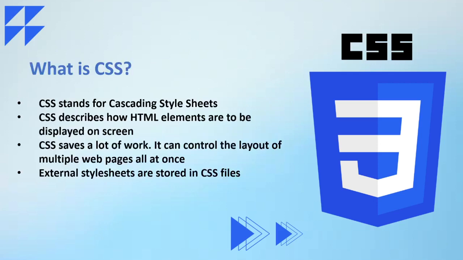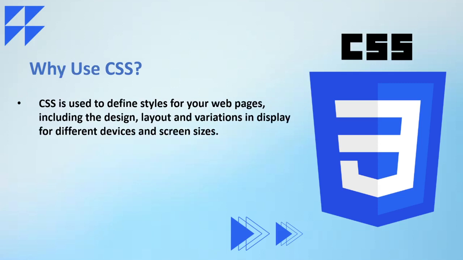So CSS stands for Cascading Style Sheets. CSS describes how HTML elements are to be displayed on screen. CSS saves a lot of work for us and it can control the layout of multiple web pages all at once. External style sheets are stored in the CSS files. So all of these points are helpful for making our HTML page look good, and in the upcoming videos we are going to implement all the features of CSS.